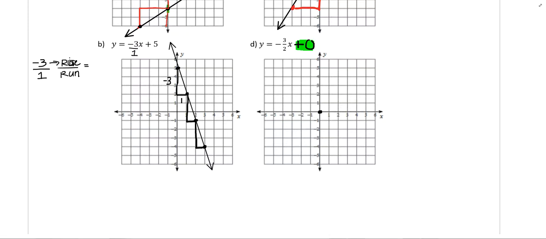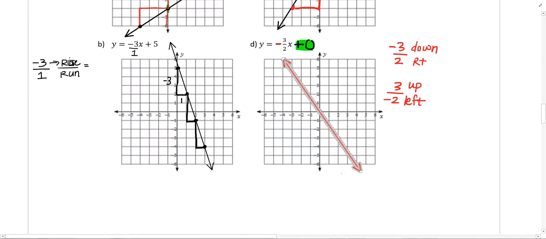Okay, so then we just have to use the slope to finish this one. Our slope is negative 3/2. Notice the negative is in front, in the middle, but you can put it anywhere you want. Doesn't matter. So I'm going to think of this as going down 3, right 2. But I could also think of this as going up 3, left 2. Either one. All right, down 3, right 2. Or up 3, left 2. And there's our line. All done.